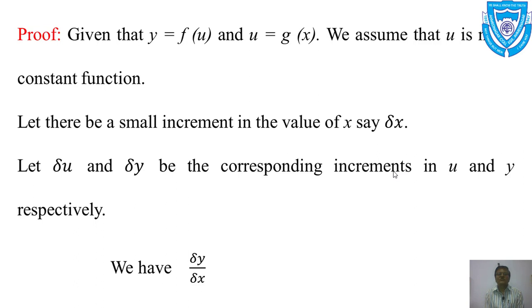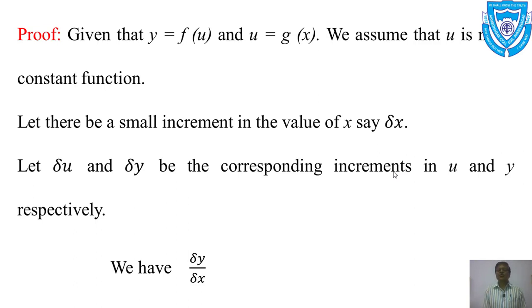Given that y is equal to f of u and u is equal to g of x, we assume that u is not a constant function. Why? Because if u is a constant function, then its derivative will be 0 and the product will reduce to 0. So let u be not a constant function. Let there be a small increment in the value of x, say delta x. We allow x to change by a small amount delta x.